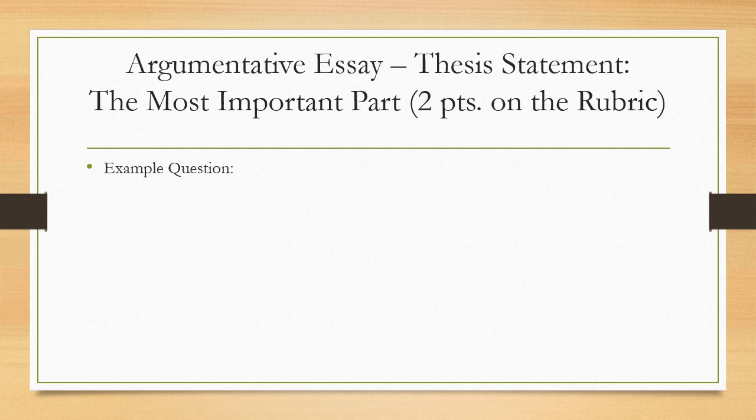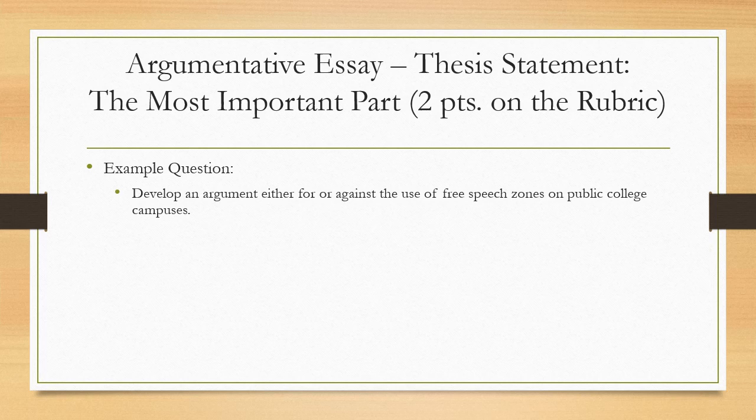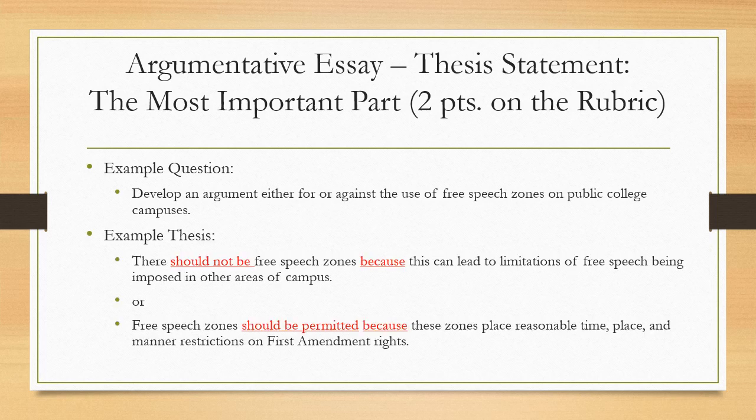Okay, so we're gonna write a thesis for our sample question, right? Develop an argument either for or against the use of free speech zones on public college campuses. Here's some example theses. There should not be free speech zones because this can lead to limitations of free speech being imposed in other areas of campus. All right, so we went against it, right? We are very firm. There should not be free speech zones because this can lead to limitations of free speech being imposed in other areas of campus.